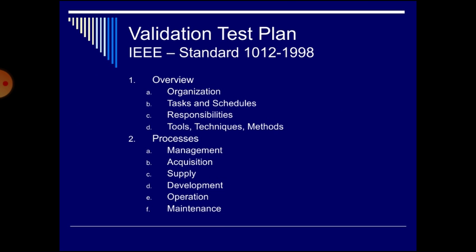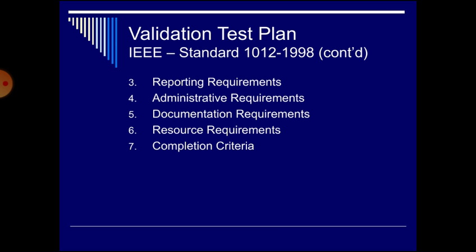Validation test plan, that is the IEEE standard 1012-1998, which will be used. That is the overview of the organization, tasks and schedules, responsibilities, tools, techniques and methods. Number two, processes: that is the management, acquisition, supply, development, operation and maintenance. The validation test plan will provide reporting requirements, administrative requirements, documentation requirements, resource requirements and completion criteria.